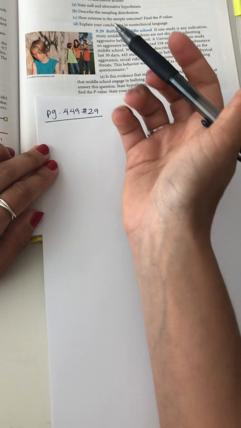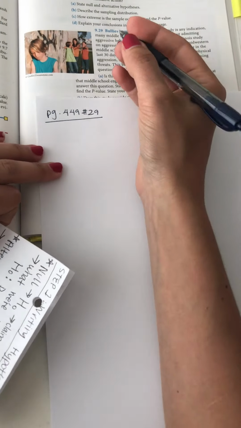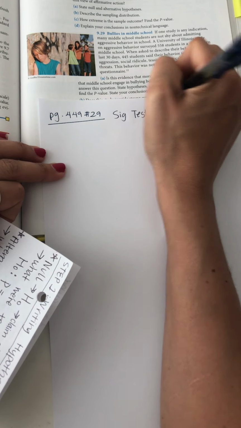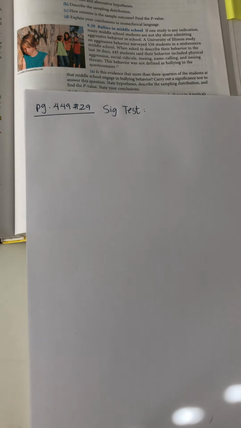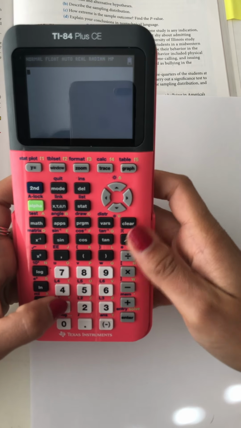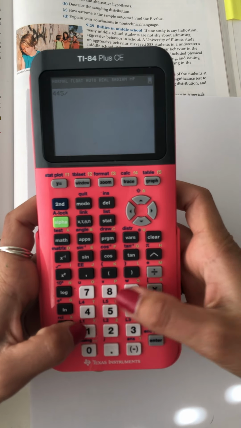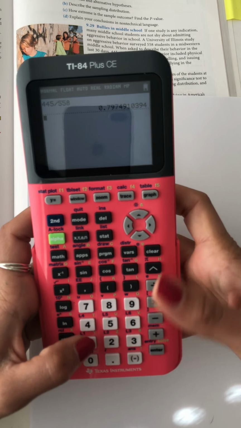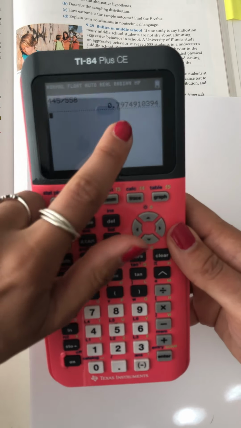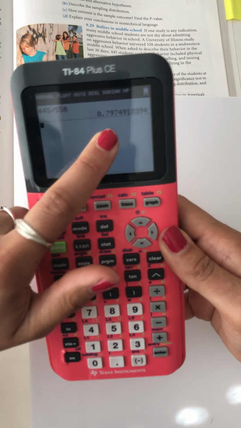So, significance test. I am going to do my 4-step process here. Sig test. First, let's just wrap our head around the problem here. In my sample, there were 445 kids out of 558 who claimed that they had done some bullying. So that's about 80%. That's a pretty high percent.